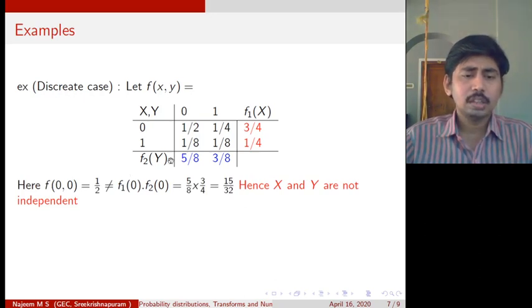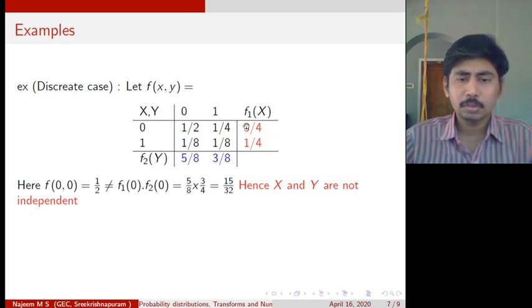So here we are checking this number, whether f of x equal to 0, y equal to 0. The probability of x equal to 0, y equal to 0 is 1 by 2, but f1 of x equal to 0, that is the first probability, is 3 by 4.